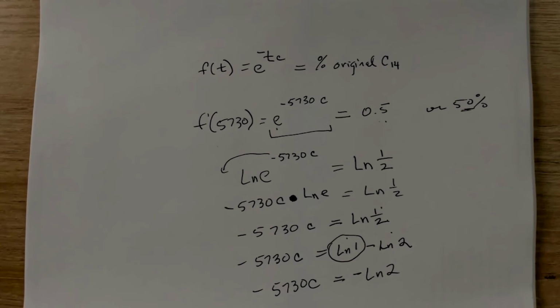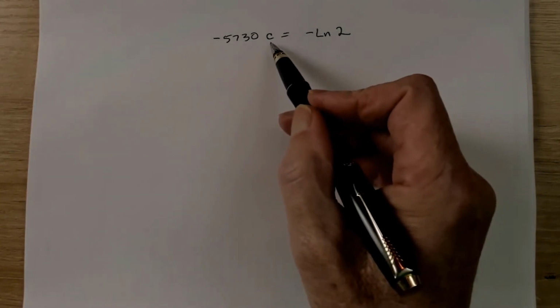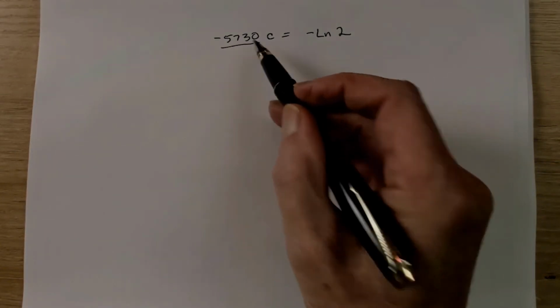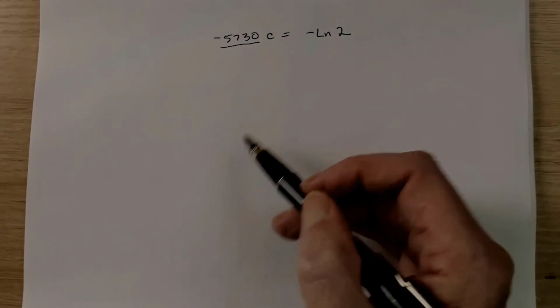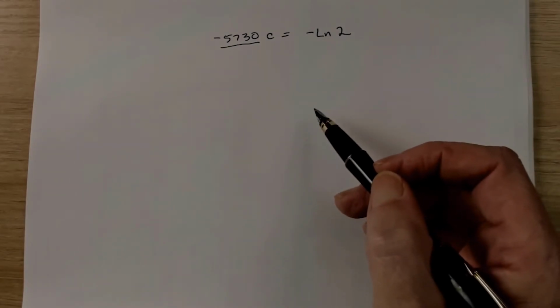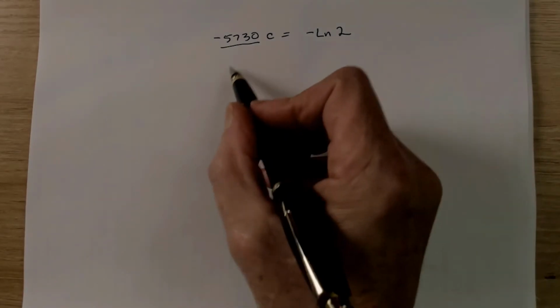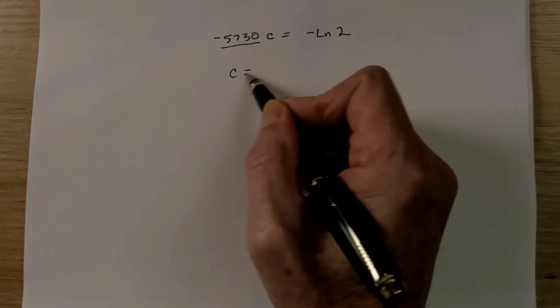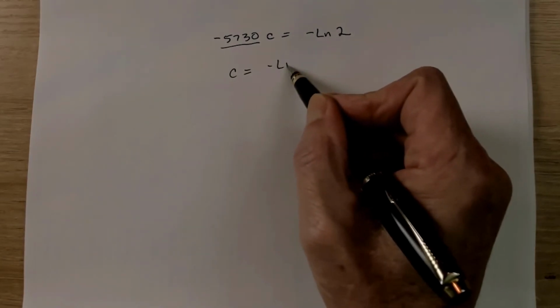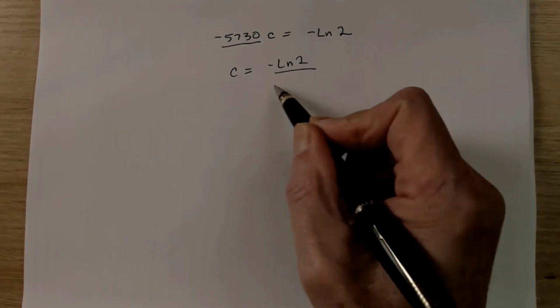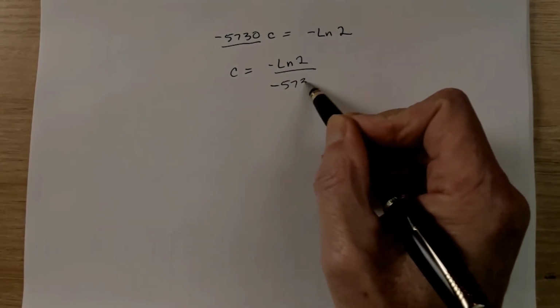So we're in pretty good shape right now. Now to solve for c, what we have to do is we have to take negative 5,730 and divide that into the natural log of 2. So c equals negative natural log of 2 over negative 5,730.